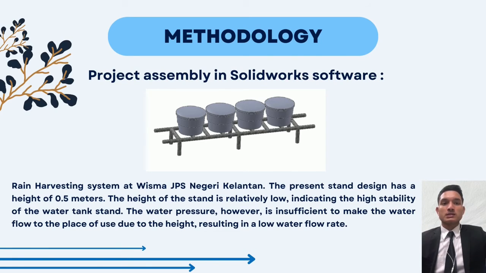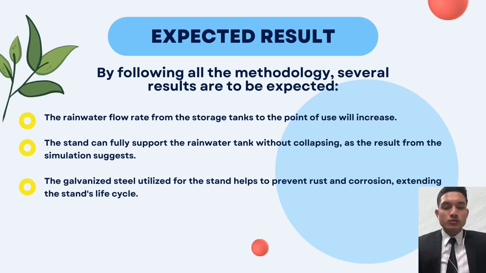The present stand design has a height of 0.5 meters. The height of the stand is relatively low, indicating the high stability of the water tank stand. However, the water pressure is insufficient to make the water flow to the place of use due to the height, resulting in a low water flow rate. The next one is the expected results.